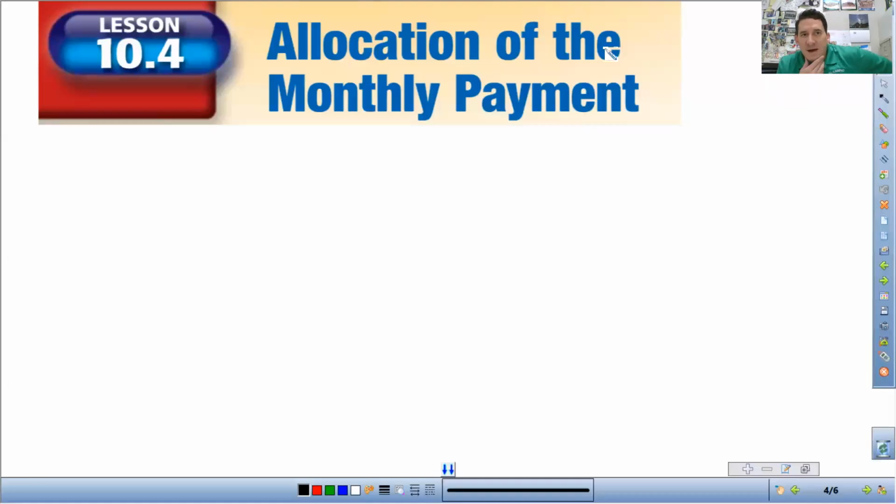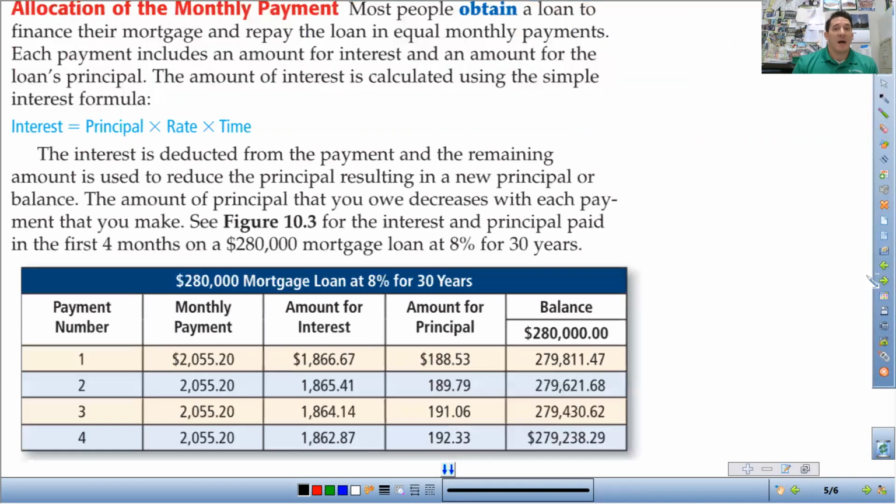All right, financial math classes. Today we're talking about the allocation of monthly payment for mortgage loans. So we've talked about this for just normal loans. The only difference between a normal loan and a mortgage loan is that mortgages tend to be much more money, hundreds of thousands of dollars. The allocation of the monthly mortgage.